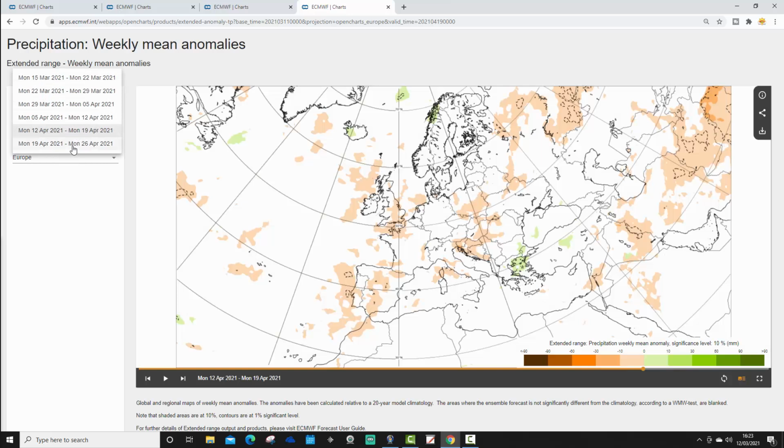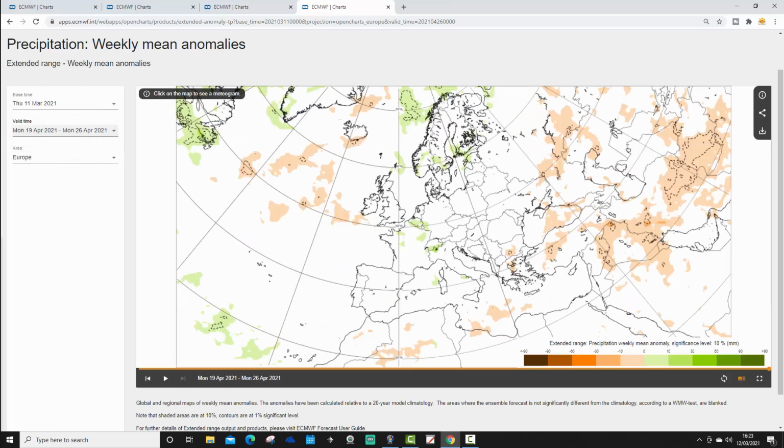And then lastly, we've got the week 6 precipitation anomaly. Weak signals, looks a little bit drier than average to our west. A little bit wetter than average maybe to our east. No particular signal for the UK and for Ireland.